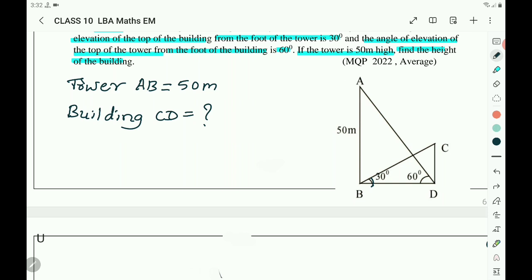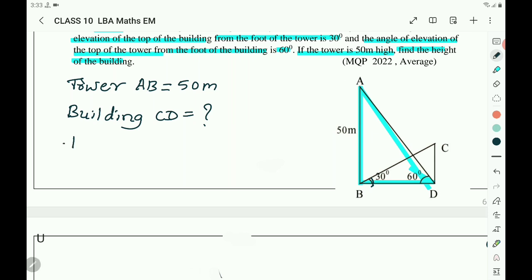Take the right angle triangle ABD. Here AB is known, AB is given, BD is to be find out. So here we have to use the trigonometric ratio having the opposite side. For angle 60 degree, that is the angle of the elevation of the top of the tower from the foot of the building is 60 degree. For that 60 degree angle, AB is the opposite side and BD is the adjacent side. Which trigonometric ratio is having opposite side and adjacent side? That is tan theta. You know that tan theta is equals to opposite side by adjacent side.